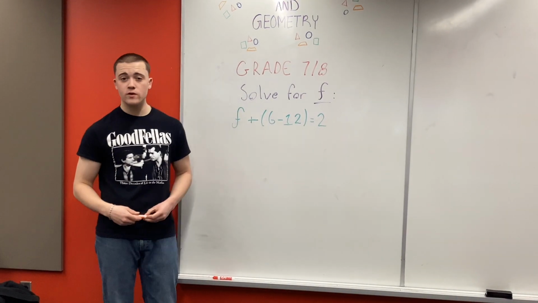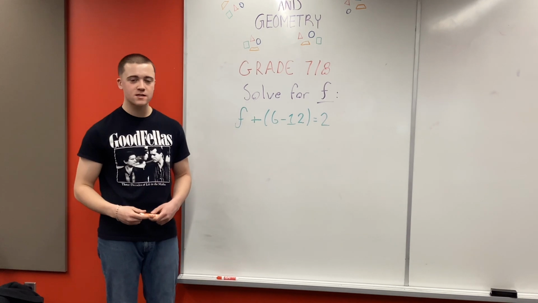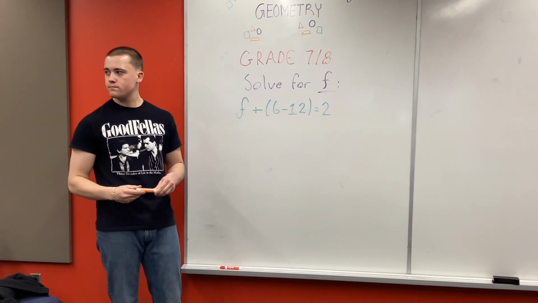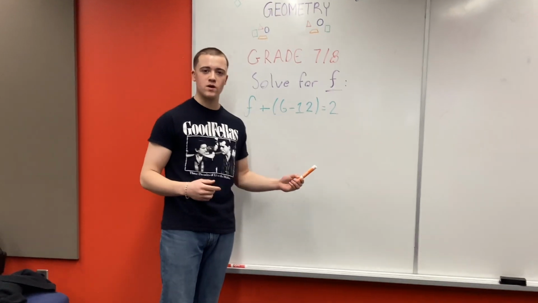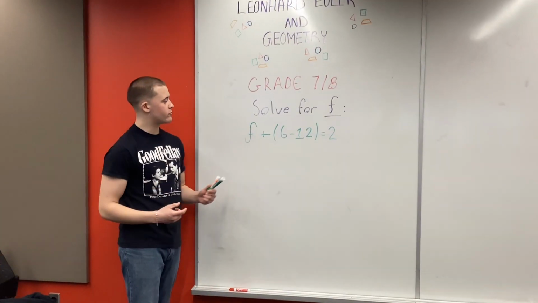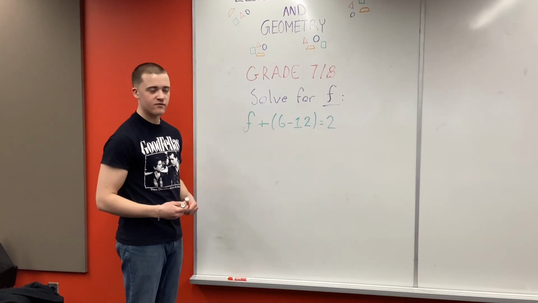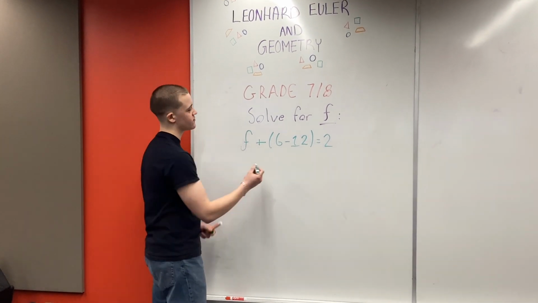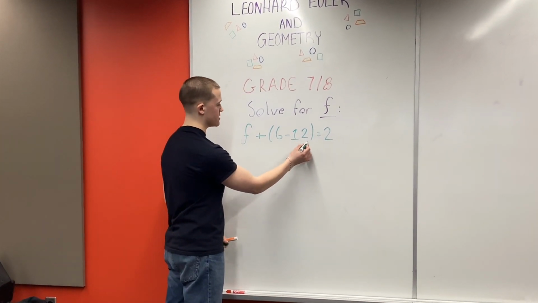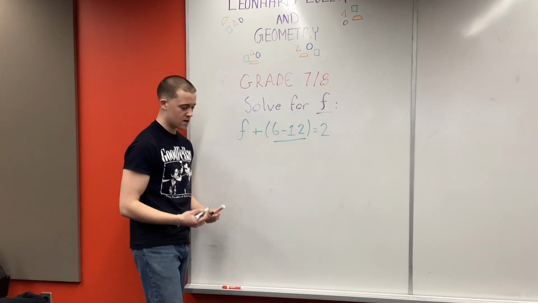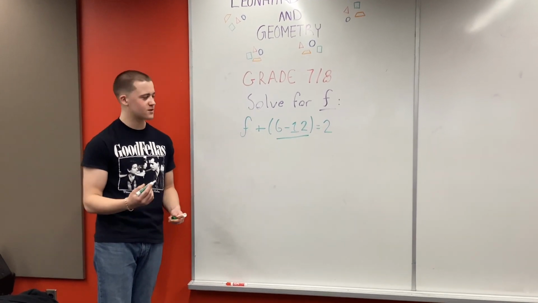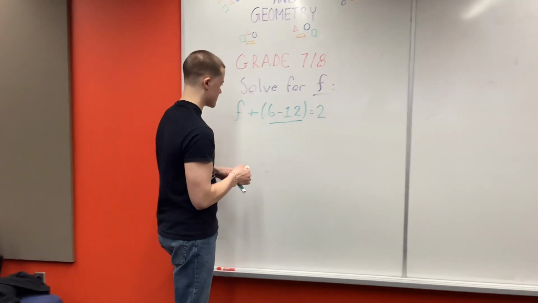So using what we know from grade 5 and 6, we are now going to solve the unknown variable by isolating the unknown variable to one side of the equation. We recognize that the unknown variable is f, but using the rules of BEDMAS and PEDMAS, we have to solve whatever is in between these brackets, 6 minus 2. Now, what is 6 minus 2, guys? 6. Correct.